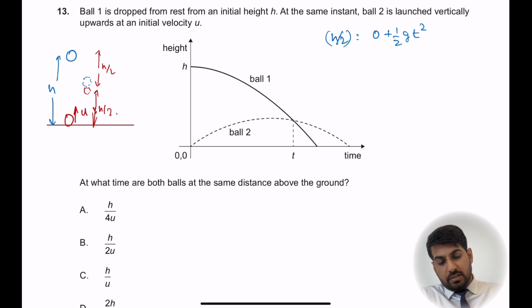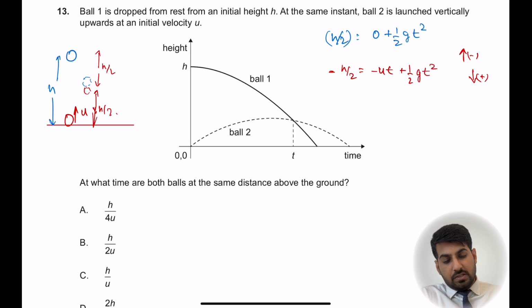And the red one is also at h by 2. I'm taking upward as negative, downward as positive, okay? So minus of h by 2 because it is going upward, then minus of ut plus half of g, which is acting downward only, t square, right? So we have to find out. So I can say half g t square is h by 2, right? So this is minus h by 2 minus u into t plus h by 2.